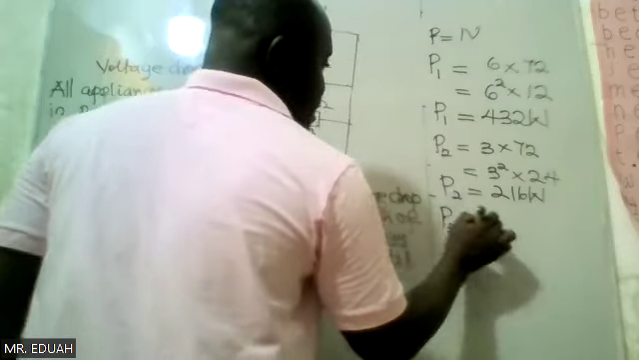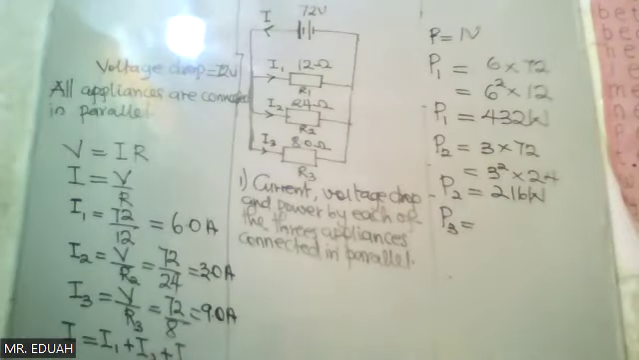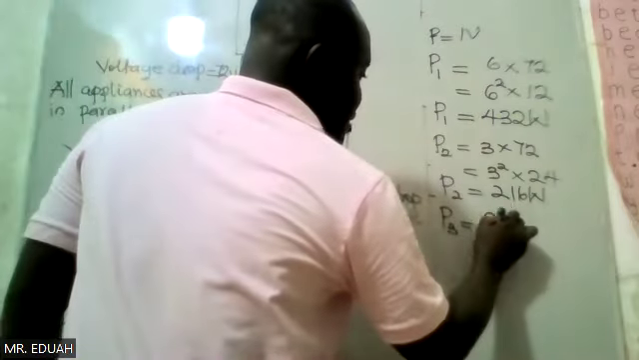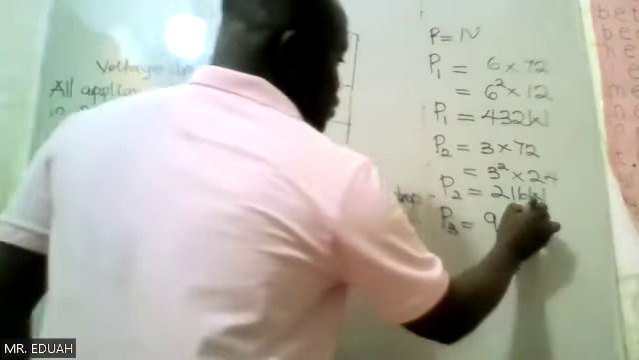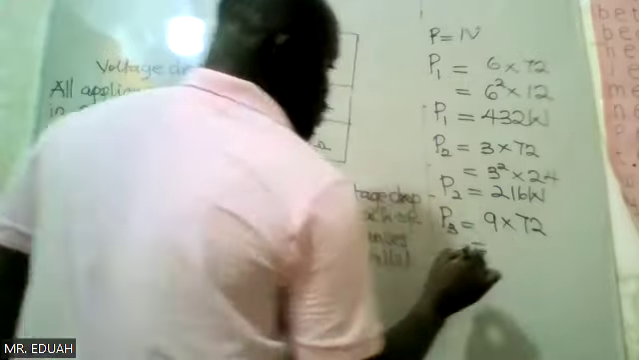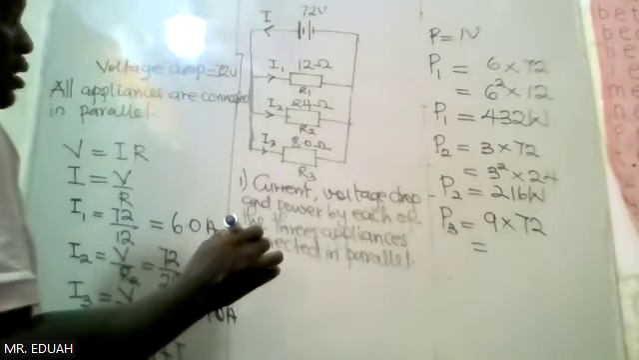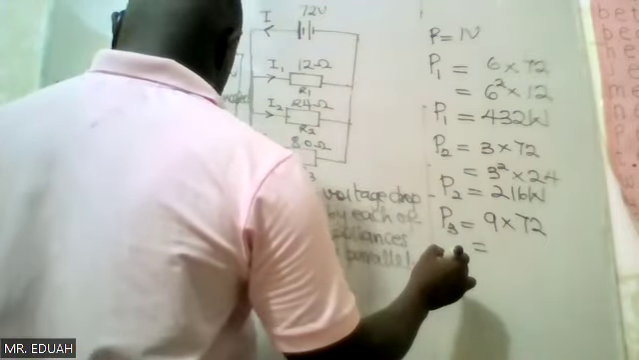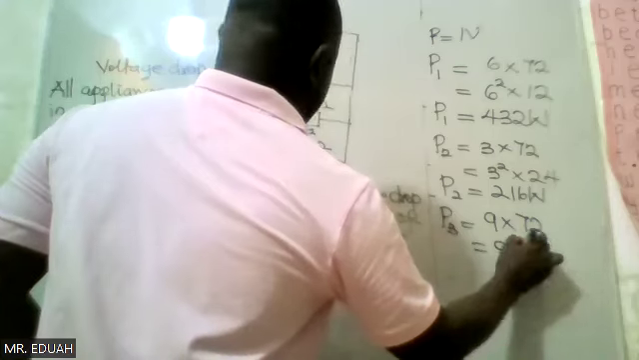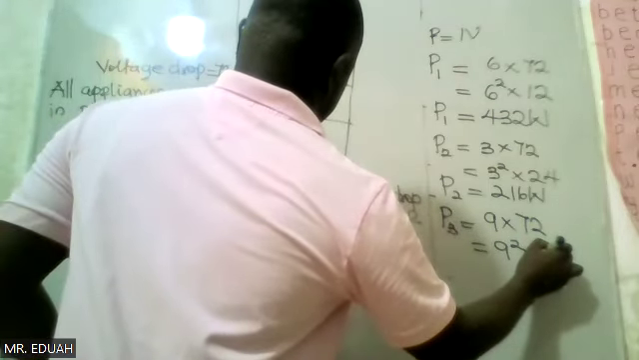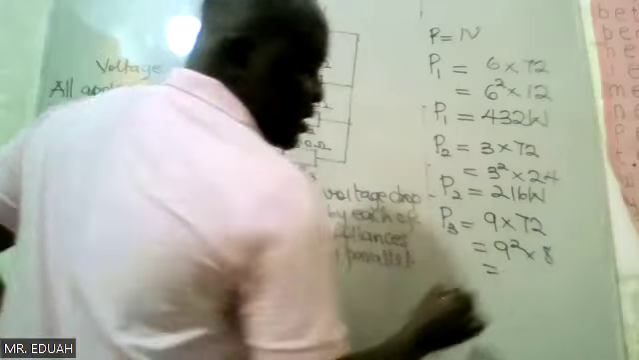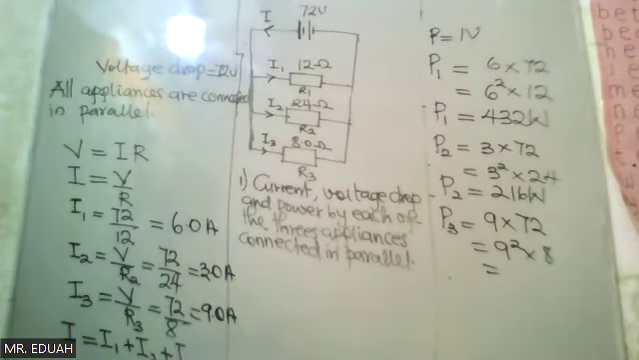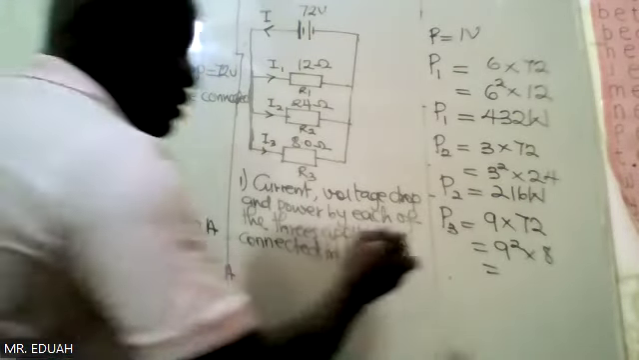P3. P3, we have 9 times 72, which is also equal to 648 watts. I'm using 9 squared times 8. Is that equal to what? 648 watts.